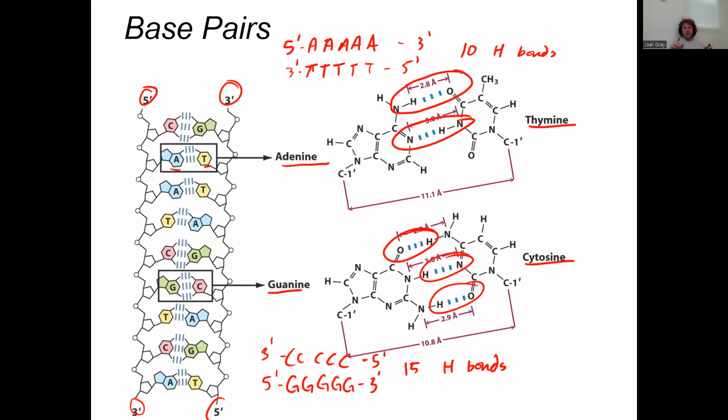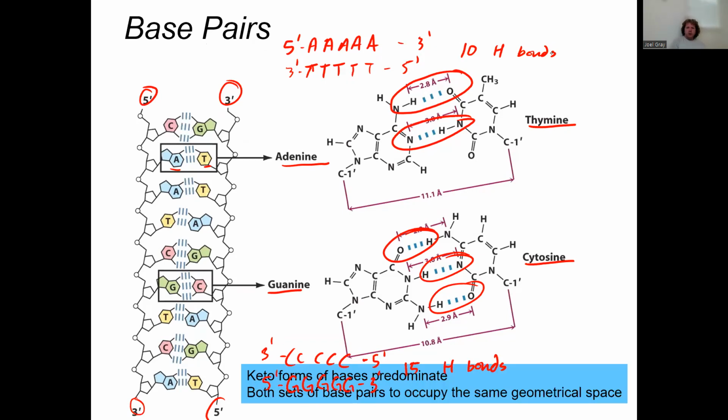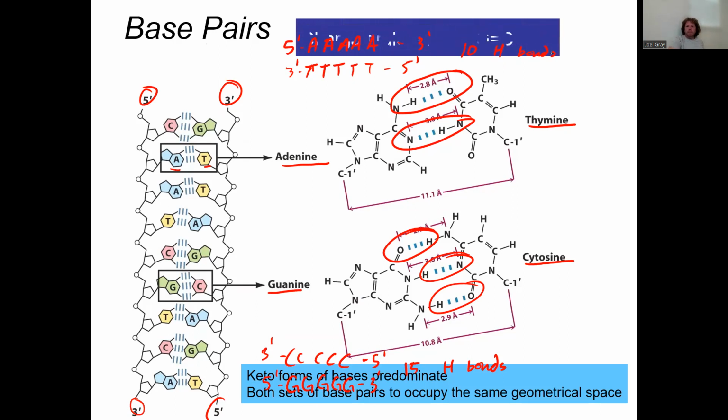So the length of these two double-stranded pieces of DNA are identical, but the number of hydrogen bonds between them is going to differ. As we previously said, the keto form of the bases is going to dominate, which is why we're going to note that hydrogen bonding. Both sets of base pairs are going to occupy the same geometric state. And we have this base pairing of A pairs with T and G pairs with C.